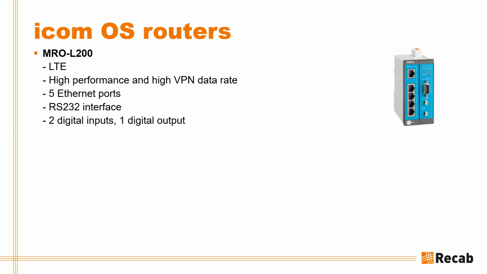If we take a step up here, we get to the MRO L200, an LTE router with a high performance, and if you need a high VPN data rate, or you need it like a VPN concentrator, this is the device to use. Here you get 5 Ethernet ports. On the SCR and ECR you only have 2. You get an RS-232 interface and 2 digital inputs and 1 digital output.